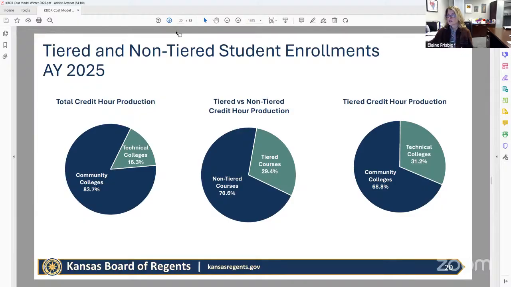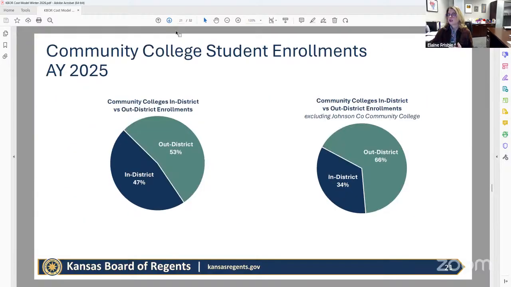Tiered courses at the community colleges, we'll get a little more detail by sector. They provided 68.8% of the entire tiered credit hour production, and the technical colleges, 31.2%. Looking at in-district versus out-district in total, it's roughly half and half, 53% out-district students, 47% in-district. If you exclude Johnson County, which is such a large driver of our student enrollments because they're so much larger, that number is two-thirds out-district and one-third in-district.